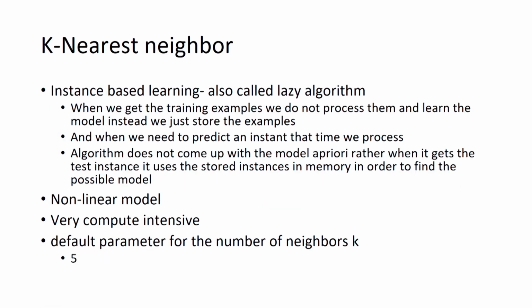The next algorithm for regression problem is K nearest neighbor, or KNN. KNN is a very popular algorithm. Again, this can be used for classification as well as regression. In today's lecture we will see how KNN can be used for regression problem. This KNN is instance based learning and it is called a lazy algorithm.